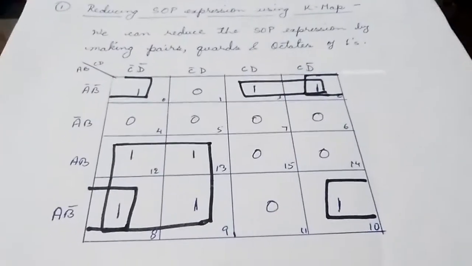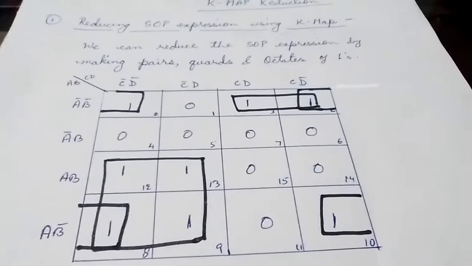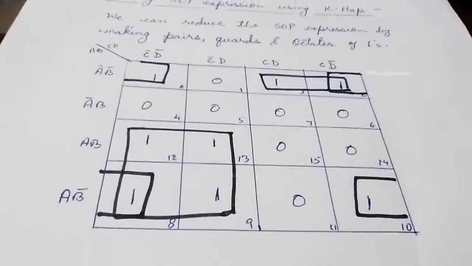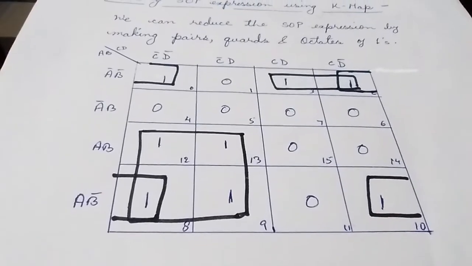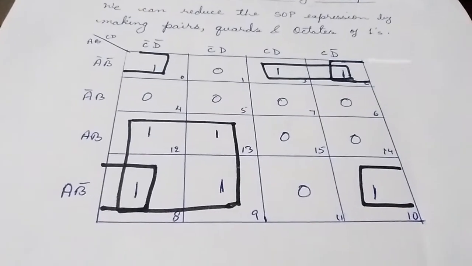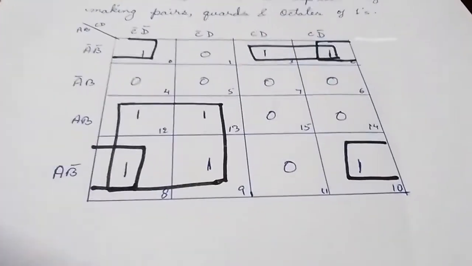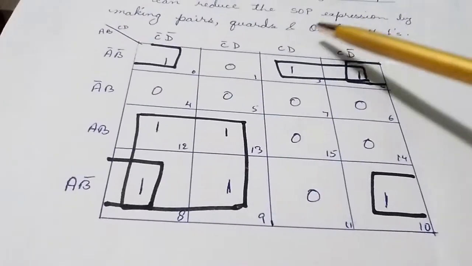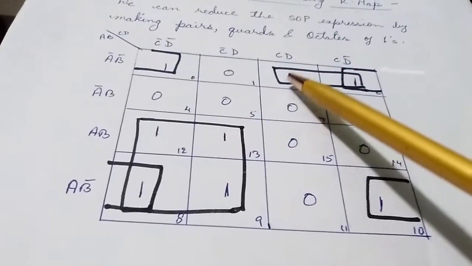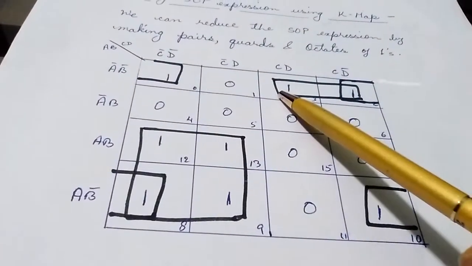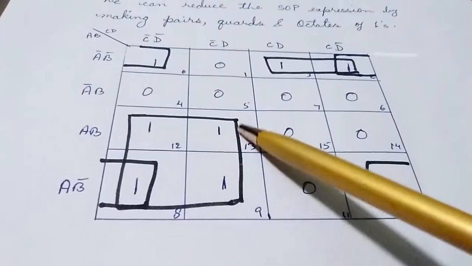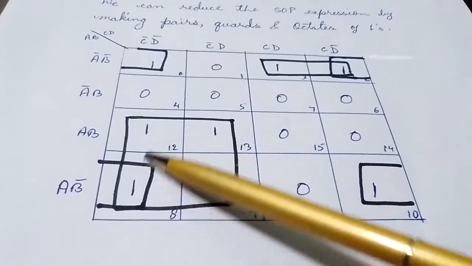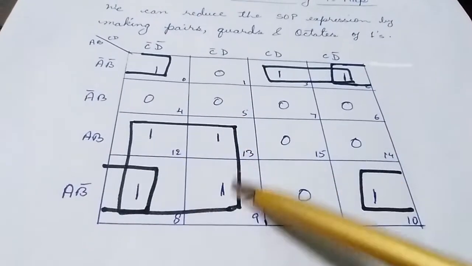We see here it is a 4 variable K-map. Suppose the K-map has ones in the places 0, 2, 3, 8, 9, 10, 12, 13. So we can make a pair, like this is a pair where two ones are combined. Or we can make a quad. Quad means a group of 4. So here you see the 4 ones are closer to each other, which we can enclose.